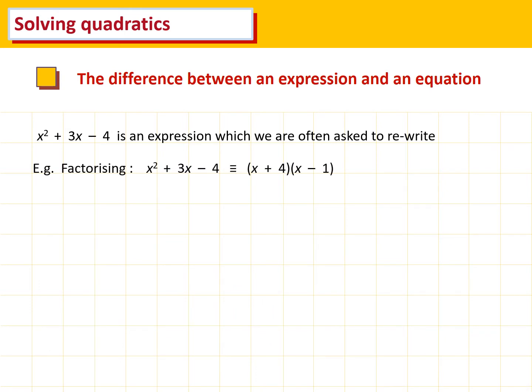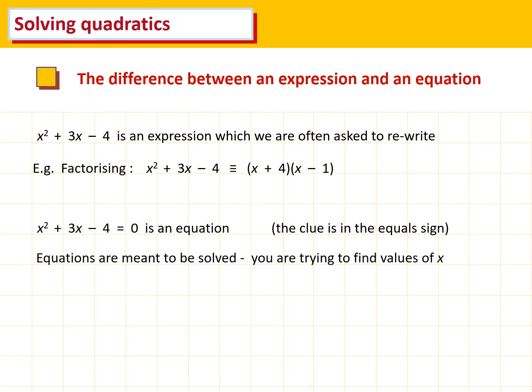So when we're factorising, we take the quadratic expression and we put it equal to something in two brackets. That's what we were doing last lesson. If we have an equal sign, then the expression suddenly becomes an equation, and often we're asked to solve equations. You're trying to find the value of x that makes the equation true. And in order to solve quadratic equations, one method is factorising, and that's what we're going to be doing today.